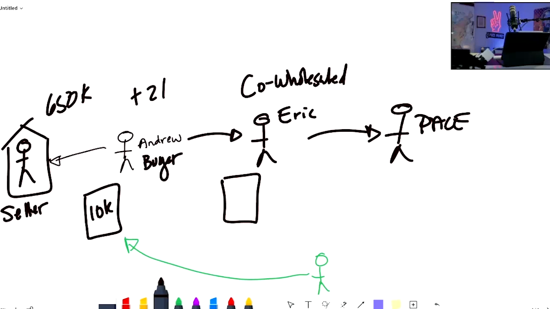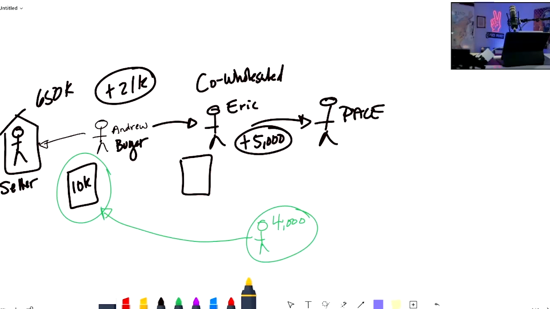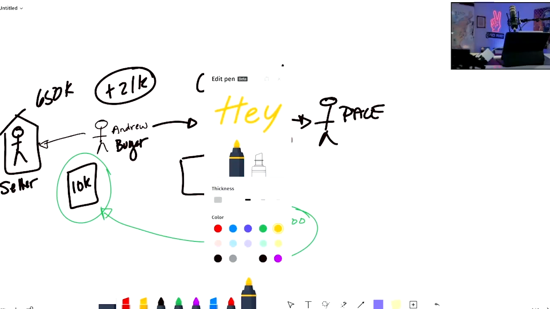Andrew added $21,000 as his assignment fee, okay, for finding the deal. Eric added $5,000 for bringing me the deal. So he's getting $5,000. And the Gator only had to have $10,000 out for about, I think it was like 10, 12 days. They made, I think, $4,000 on the deal. Guess what else? There's somebody else that made money on this transaction.